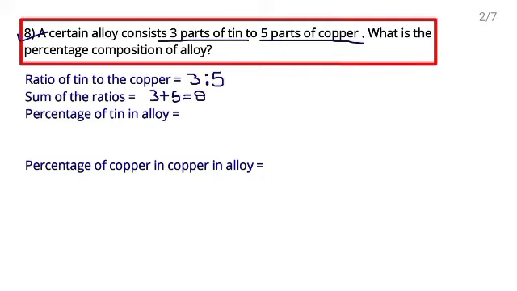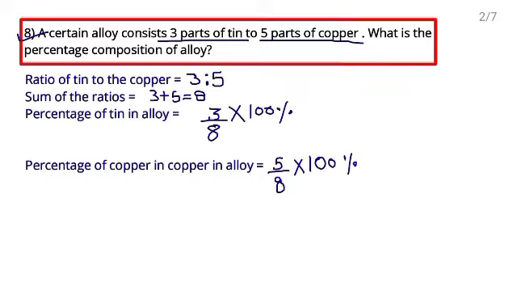Now part of tin will be ratio of tin, which is 3, in numerator, sum of the ratios 8. Right? This is the part of tin. But they are asking in percent. So multiply it by 100 and put percent sign. Similarly for copper, ratio of the copper 5 in numerator, sum of the ratios 8 in denominator. And for converting it into the percent, multiply by 100 and put percent sign.